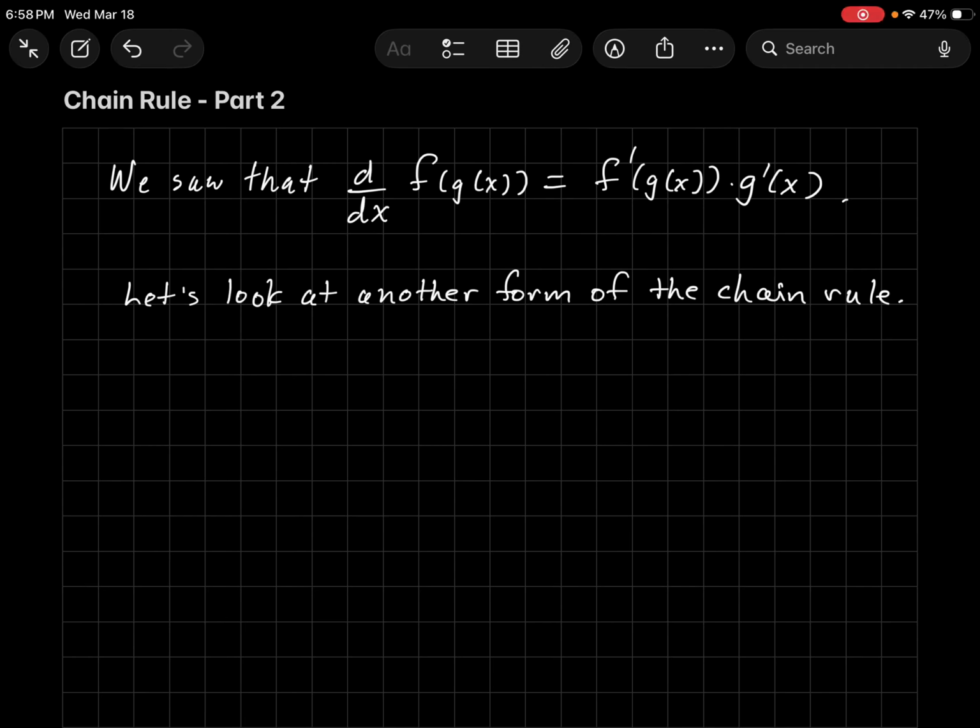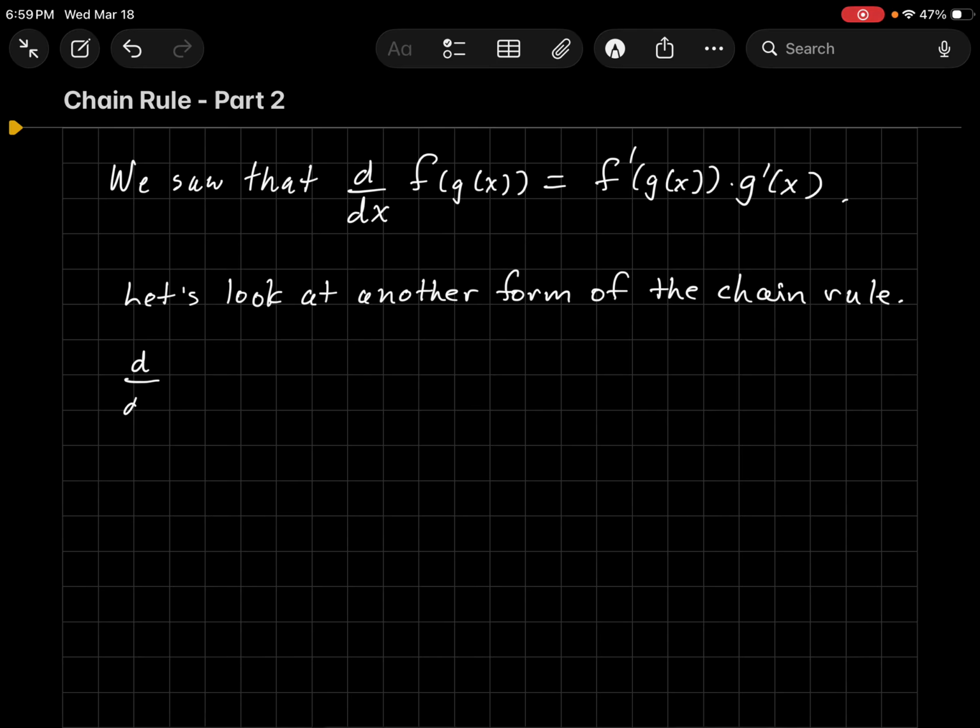The chain rule for derivatives, part 2. In the first part of the chain rule, we saw that the derivative of a composite function, f of g of x, equals f prime of g of x times g prime of x. Let's look at another form of the chain rule.